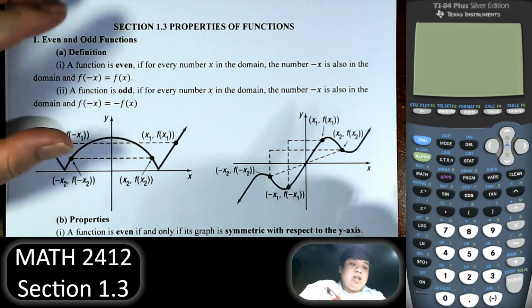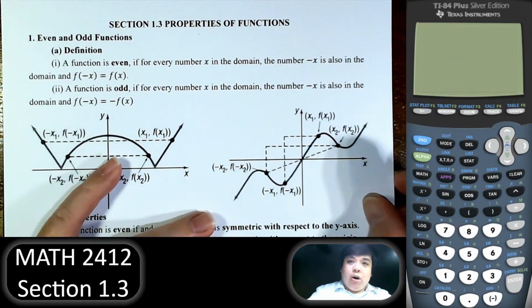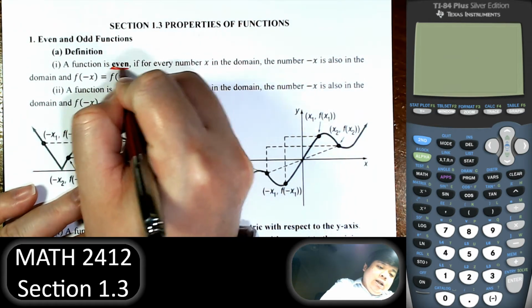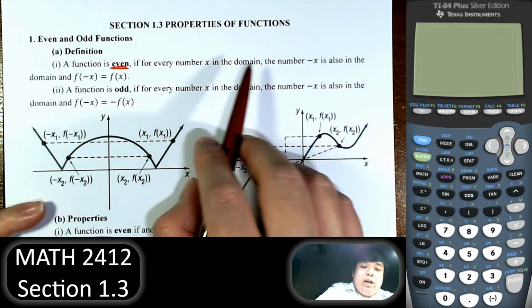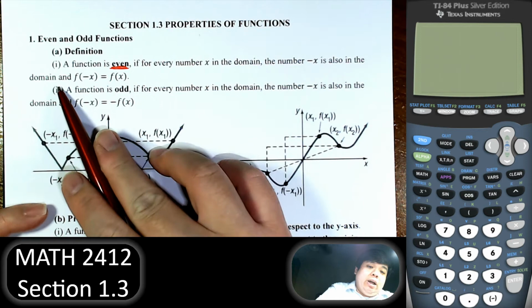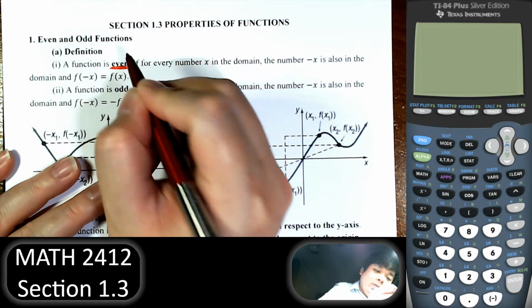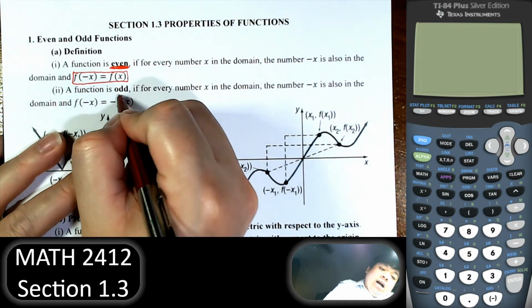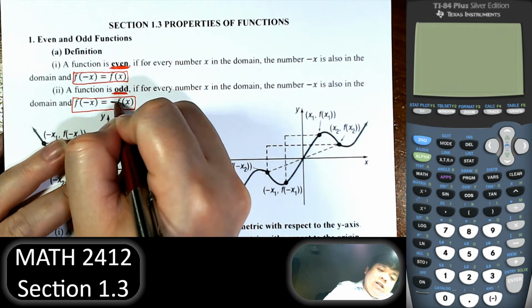As mentioned in the previous section, what we study here is just a review from what we have from college algebra or trigonometry. So the first one we have here is even and odd functions. An even function is a function where for every number x in the domain, the number negative x is also in the domain, and f of negative x equals f of x. So this is the characterization of an even function. An odd function is characterized by f of negative x equals negative f of x. The difference, of course, is just this negative.